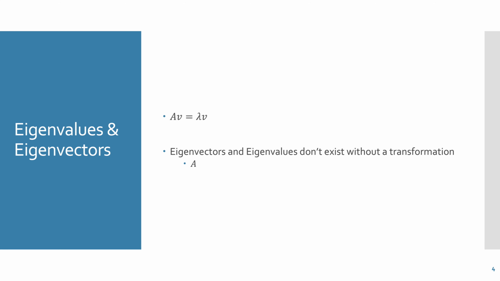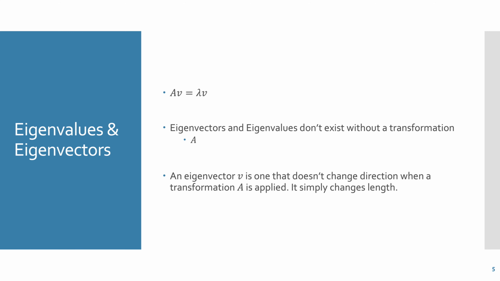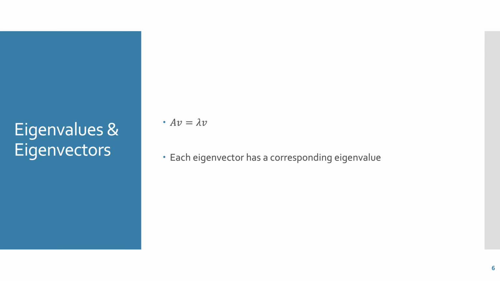Remember, eigenvectors and eigenvalues do not exist without a transformation. This transformation is a matrix, A. An eigenvector, V, is one that doesn't change direction when the transformation A is applied. It simply changes length. Each eigenvector has a corresponding eigenvalue.